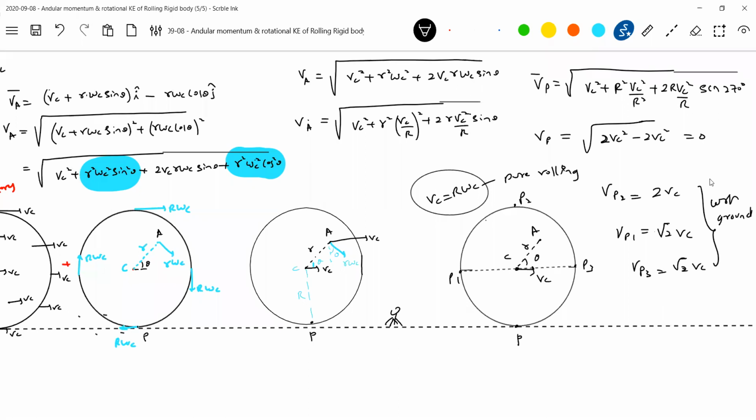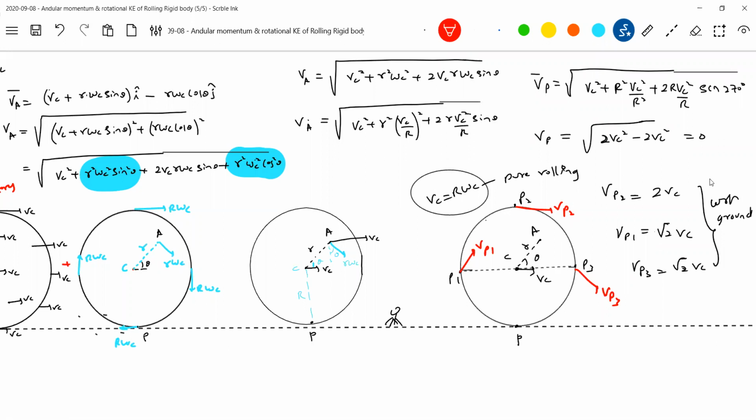Sir, can you predict the direction? Yes, the direction of velocity of point P1 will be like this. Velocity of point P2 like this. Velocity of point P3 will be like this. The velocity of point P will be 0. This is what happens to rigid bodies which are rolling.